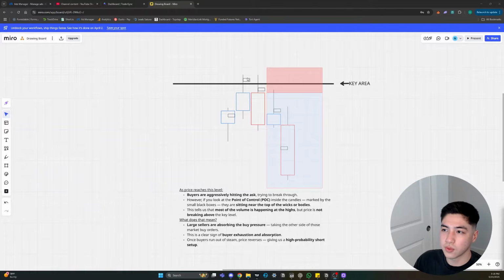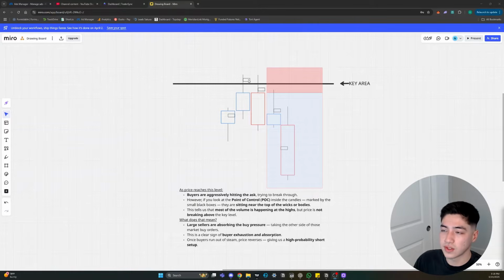We are looking for when the point of control is above or below the body of the candle when the candle closes. It's very important that you wait for the candle to close, because these points of control can change anytime the candle is forming. So you need to wait for it to close.